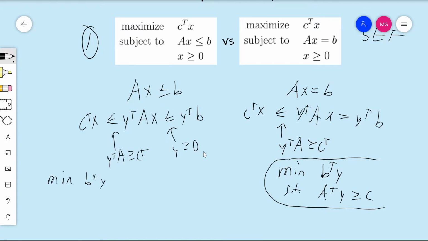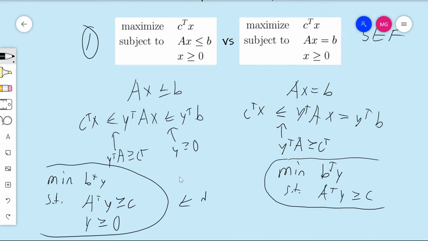So we're minimizing the upper bound b transpose y such that A transpose y, again, is greater than or equal to c, but now we also must enforce that y is non-negative. And so this is the dual of 1. So the difference is simply that we enforce y being non-negative, and that corresponds to the fact that we have a less than or equal to sign in the primal matrix constraints rather than an equals to sign.